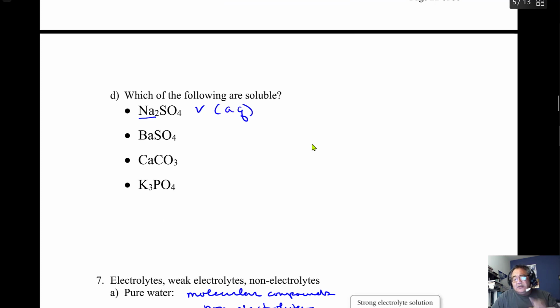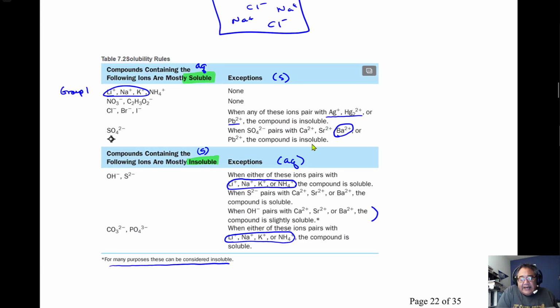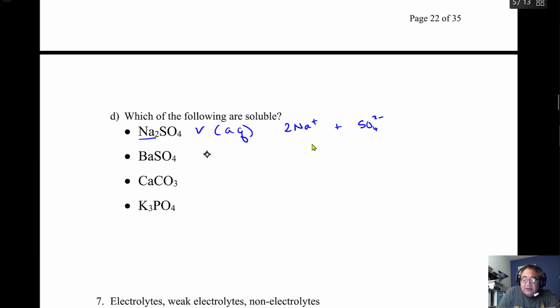Which means when it goes in solution, it'll break up into the 2 sodium ions. This is the one we did actually in the video, and a sulfate ion like this. Barium sulfate, right? You go to barium sulfate. And there's your sulfate. You're looking at the anion. For most of these, we're looking at the anion. And when it pairs with barium, it's insoluble, right? This is the one we just did. So this one would be solid, right? And so when you put it in water, it just stays as barium sulfate.